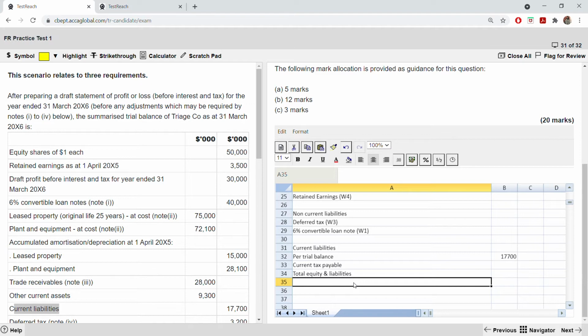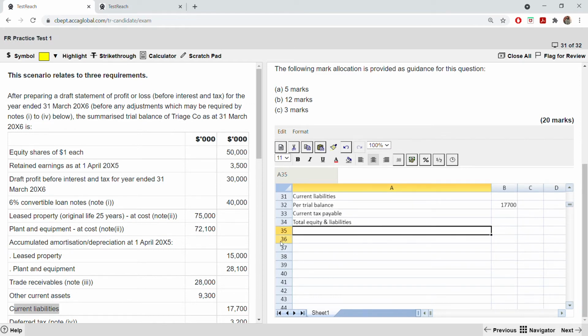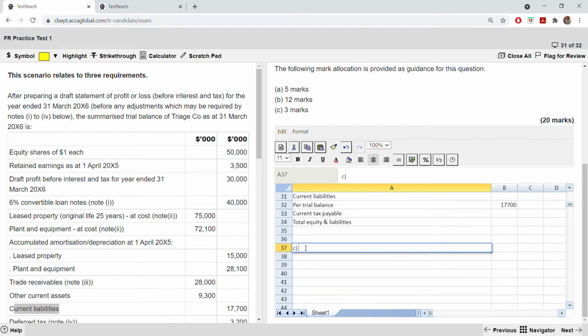So let us start with the next part, part C. Next comes part C. Part C is diluted EPS. You are supposed to calculate the diluted EPS, earnings per share.